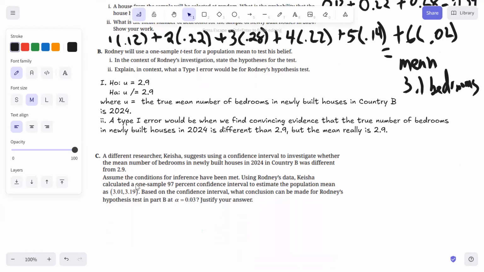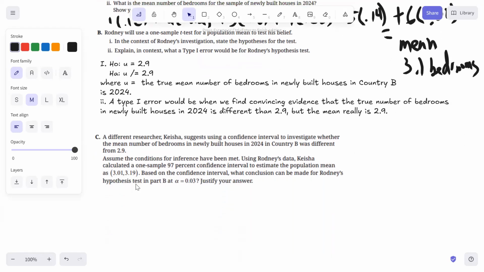Part C, a different researcher, Keisha, suggests using a confidence interval to investigate whether the mean number of bedrooms in newly built houses in 2024 in country B was different from 2.9. Assume the conditions for inference have been met. Using Rodney's data, Keisha calculated a one sample 97% confidence interval to estimate the population mean as 3.01 to 3.19. Based on the confidence interval, what conclusion can be made for Rodney's hypothesis test in part B at the alpha level of 0.03? Justify your answer.